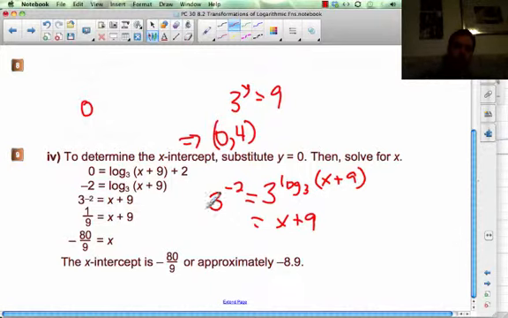And you can see here 3 to the negative 2 is the same as 1 over 3 squared, which is 1/9. And this is how we figured this out. 1/9 minus 9 will be 1/9 minus 81 over 9, which will give us negative 80 over 9. And that's our x-intercept. You might have questions about this one tomorrow, and that's fine.